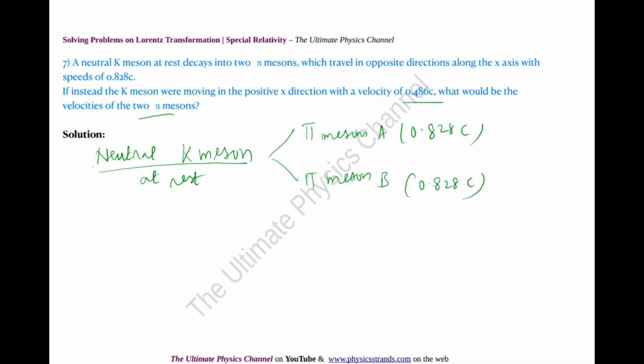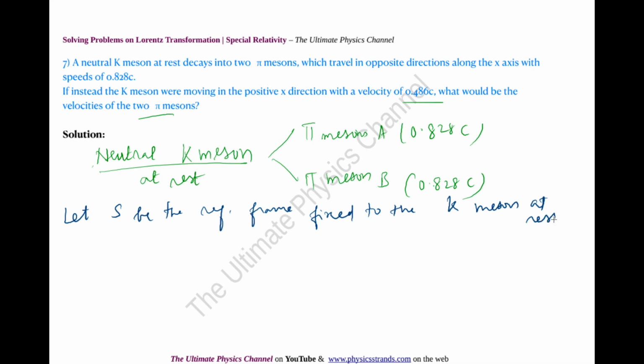So let me say that in this case, let S be the frame of reference, right? Fixed to the K meson, at rest, right? That is the original case.